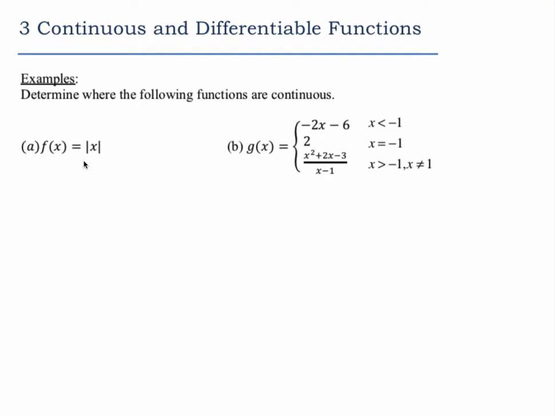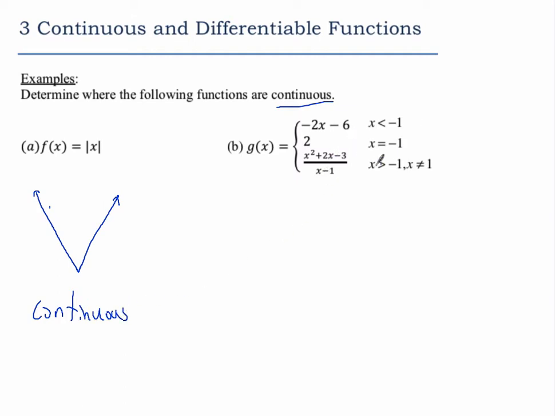Okay, the first function we're going to look at is y equals absolute value of x. And the graph looks like this here, like a V shape. A function is continuous if you can draw it without lifting your pen off the paper. And we can with the absolute value function. There are no asymptotes, no holes, and no jump discontinuities. So it is continuous.